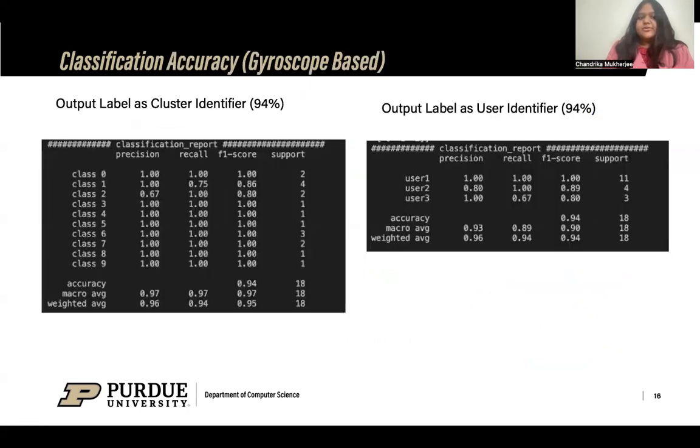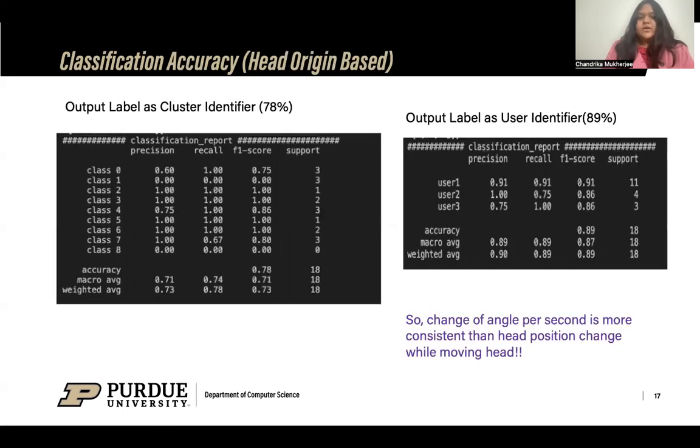Now I will discuss the classification accuracy. First, the gyroscope-based trained SVM model can correctly identify the cluster ID 94% of the time, and it can also identify a user correctly 94% of the time. The head origin-based trained SVM model can determine the correct cluster ID 78% of the time. Also, it can determine the correct user 89% of the time. So it can perform better while identifying the user.